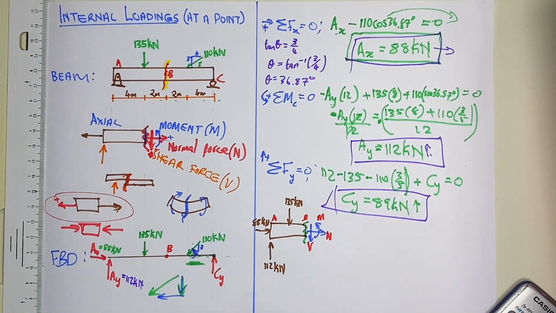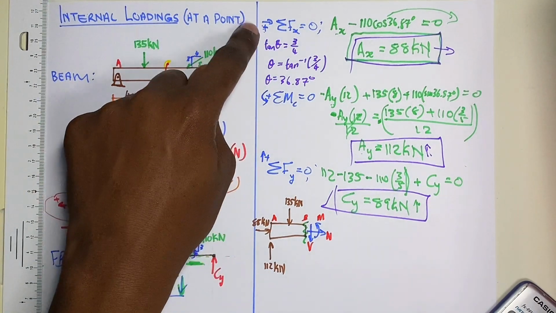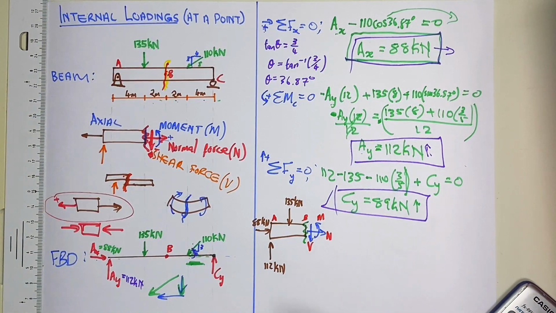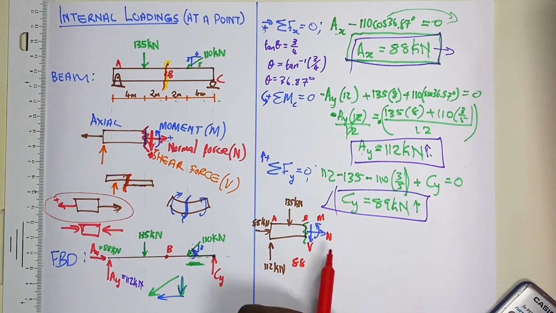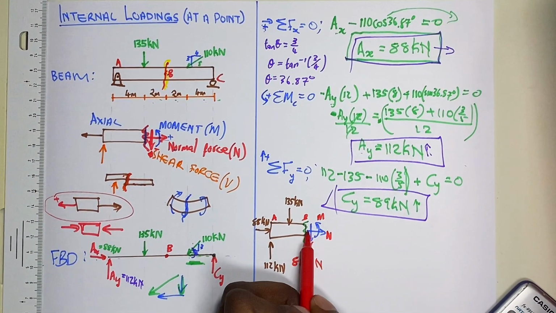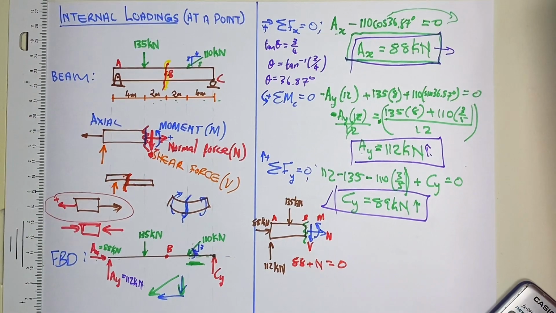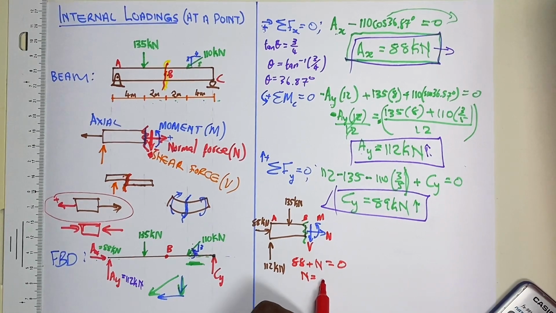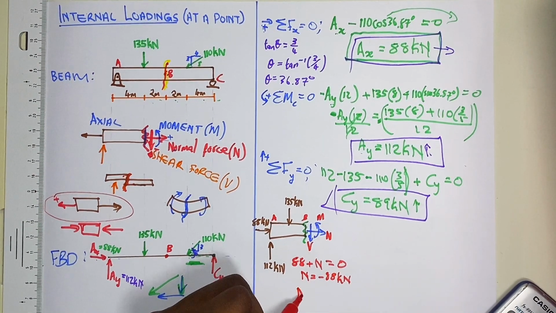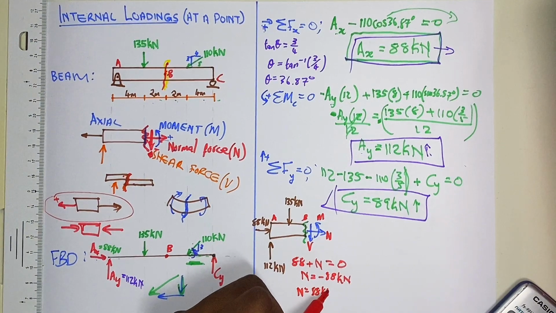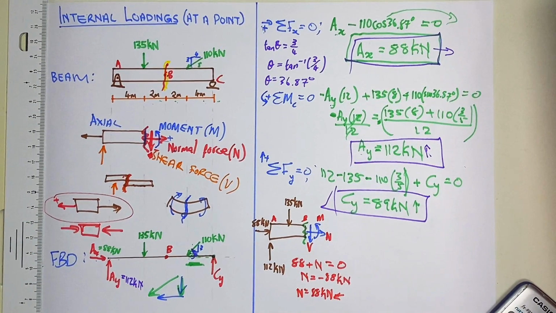Now the sum of X, always taking right as positive. What will be the sum of X? The sum of X will be 88, which is positive, plus N, which is also positive because it is acting to the right. Those are the only ones, so 88 plus N must be equal to 0. Therefore N is equal to negative 88. Now what does the negative mean? The negative only means that N is actually equal to 88 kilonewtons, just acting in the opposite direction.